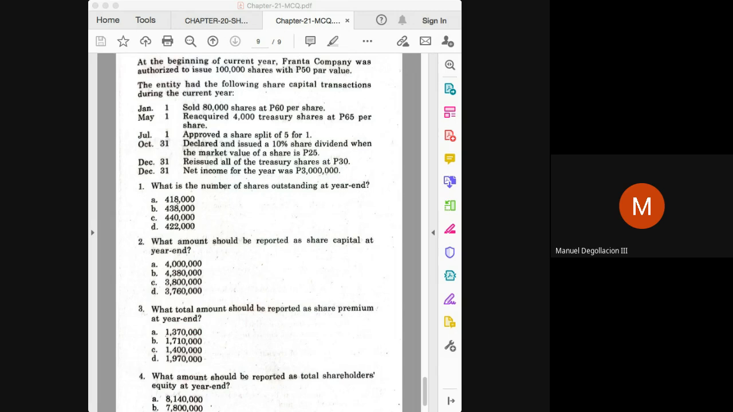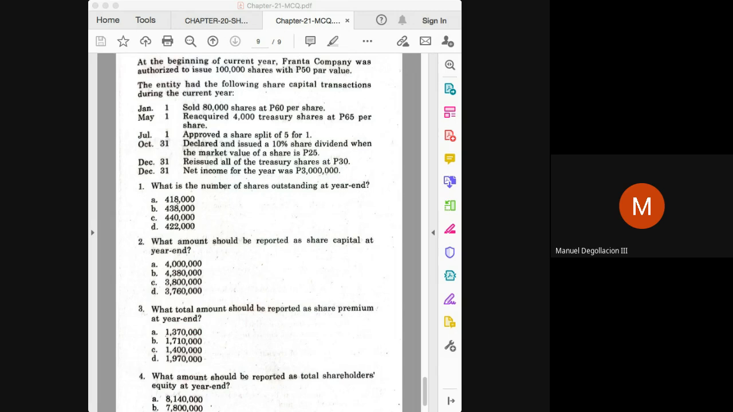Now, what is the number two first? What amount should be reported as share capital at year end? So what affected our share capital here? It's just the January 1 transaction, 80,000 times the par value 50. And then also the stock dividend on October 31, which created our share capital in the amount of 380,000. So the answer here in number two would be 4,380,000.